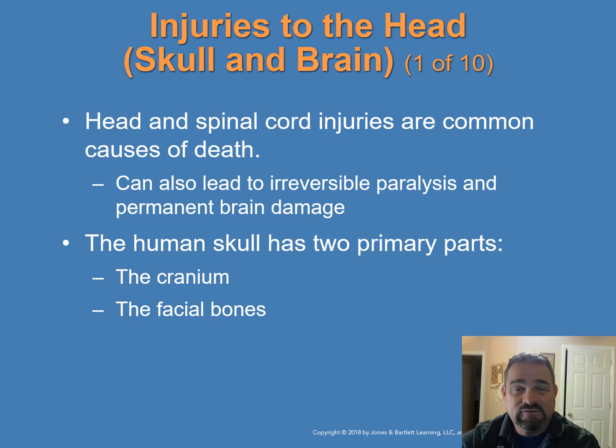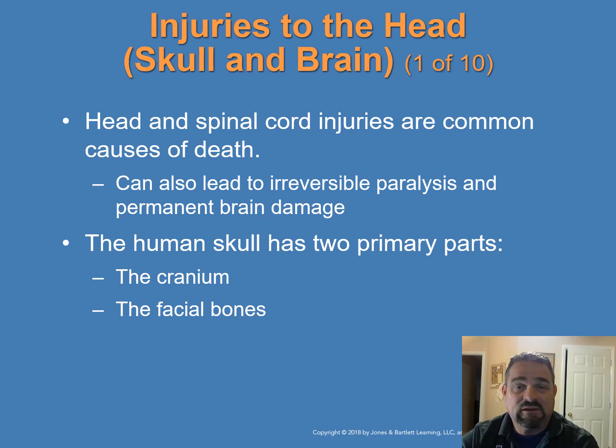All right, so injuries of the head, the skull, and the brain. Severe head and spinal cord injuries can result from different kinds of trauma. These injuries are common causes of death. If not fatal, they may lead to irreversible paralysis and permanent brain damage.